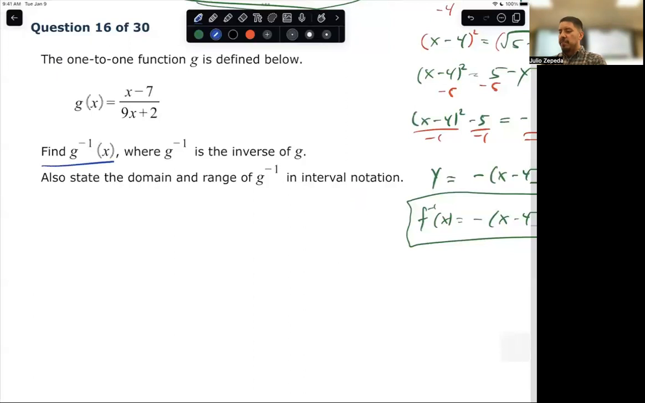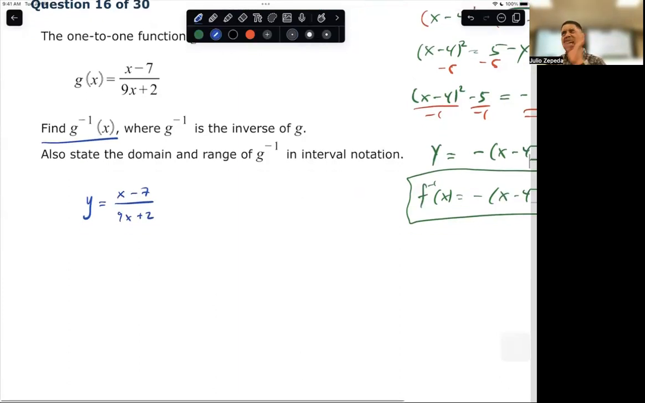Let's see, it says find g inverse. So we're going to take the exact same steps. I'll start with step number 1 here, just to replace g of x with y. This one is a little bit more challenging than the one we just did. There's a trick that you need to use to do this one. And then we said switch x and y. So here there are multiple x's. They're both going to become y's. So x equals y minus 7 over 9y plus 2.